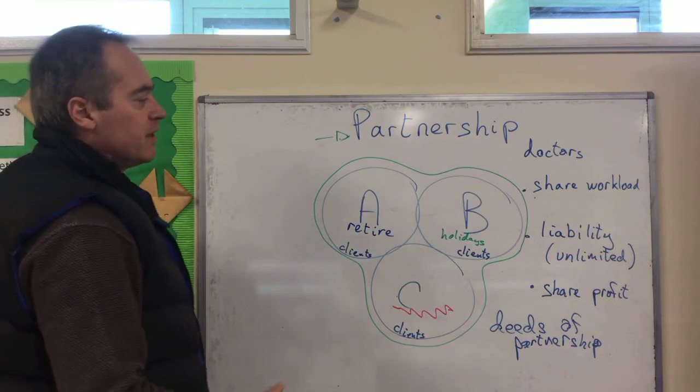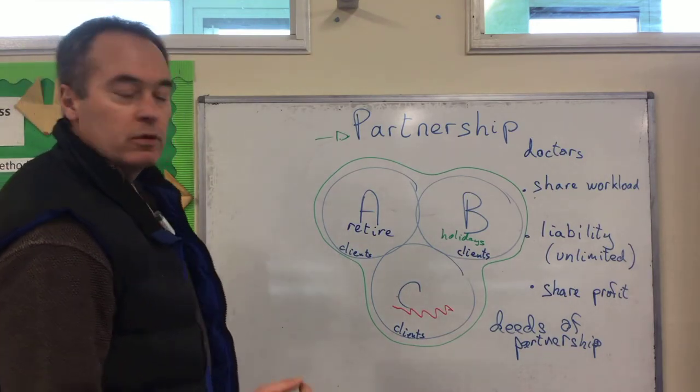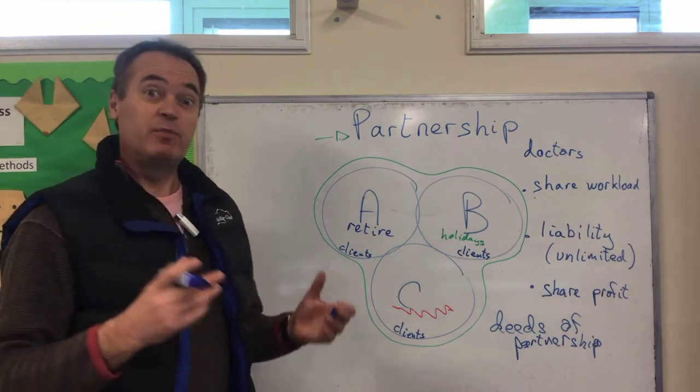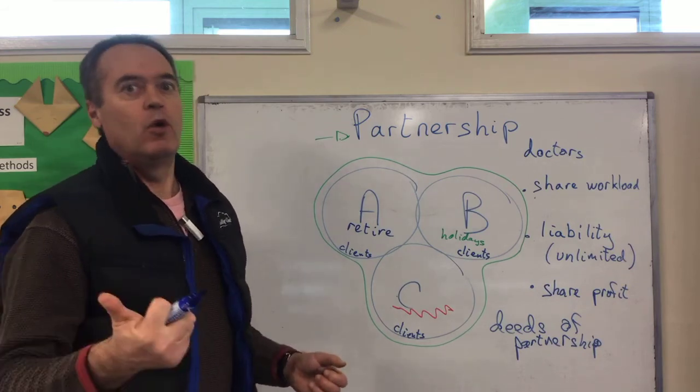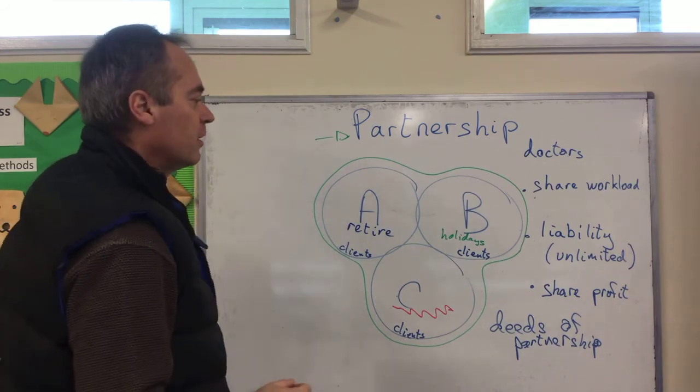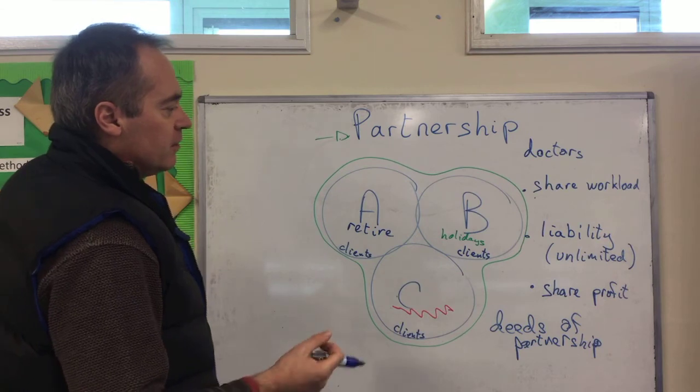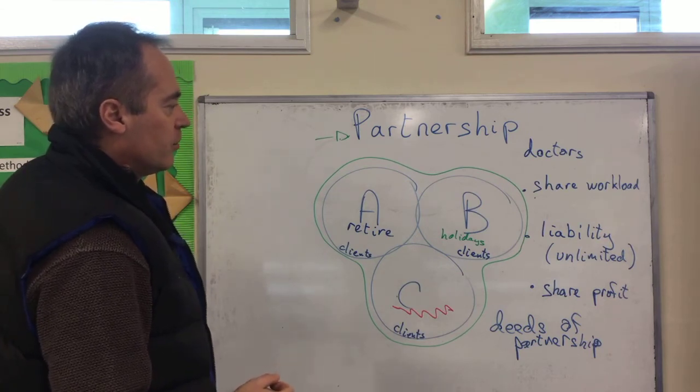Other things you need to know, there's a minimum number of partners. To operate as a partnership, there must be at least 2 partners. If there's only one, if you're on your own, that's a sole trader. And then there can be a limit. In the UK, it's 20 partners maximum.